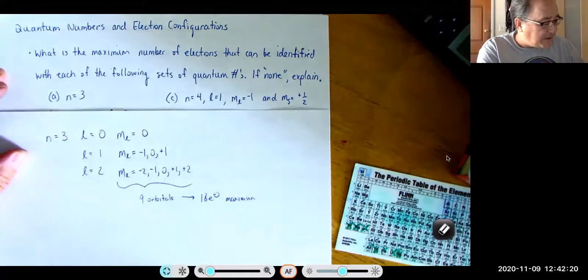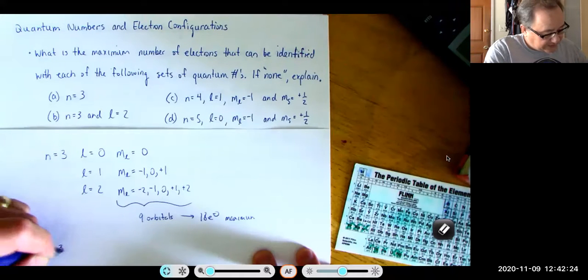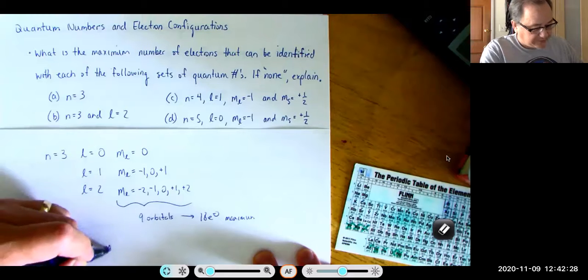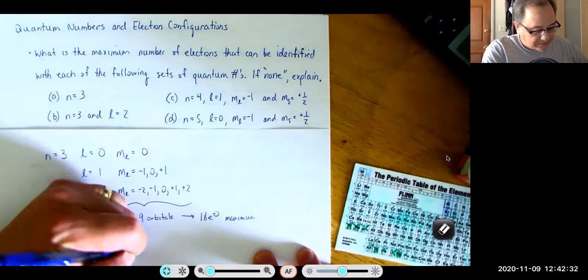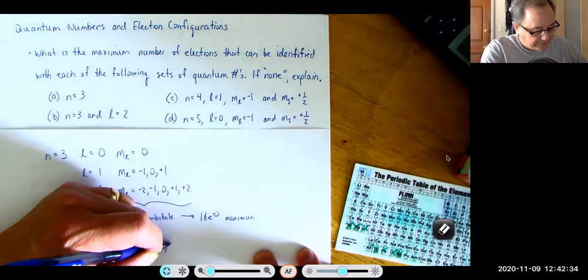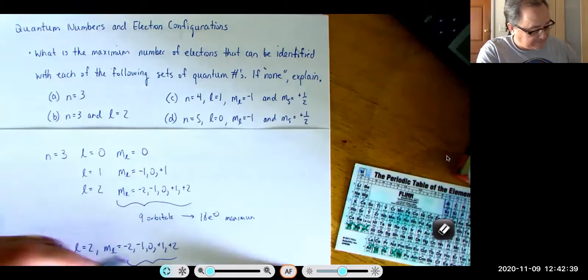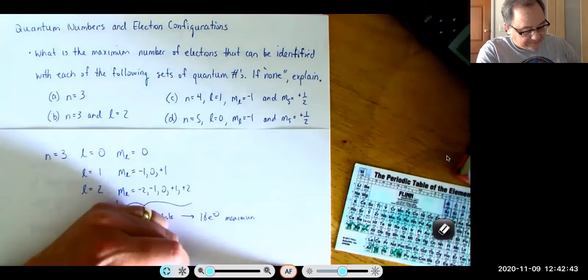Okay, how about B? N equal 3 and L equal 2. Well, if L is equal to 2, what can M sub L be equal to? -2, -1, 0, +1, +2. How many orbitals? 5. How many electrons maximum? 10.